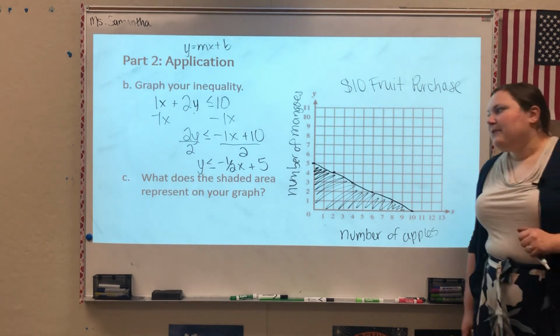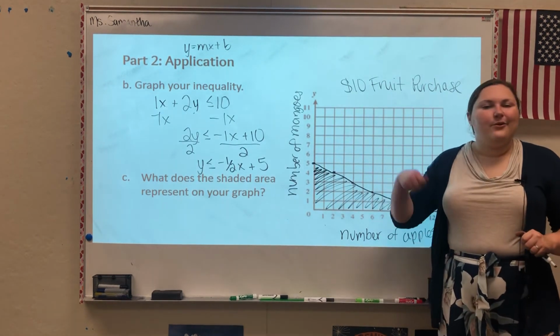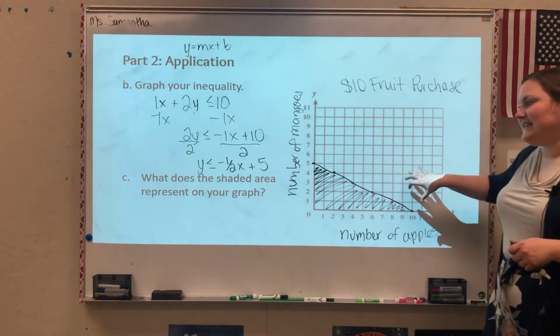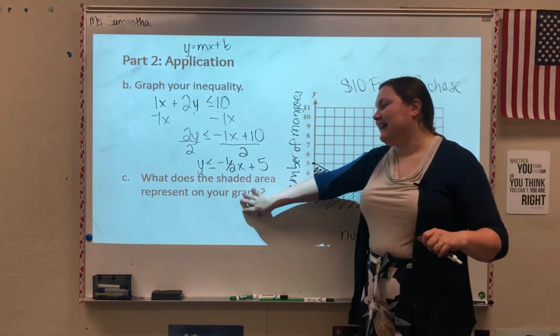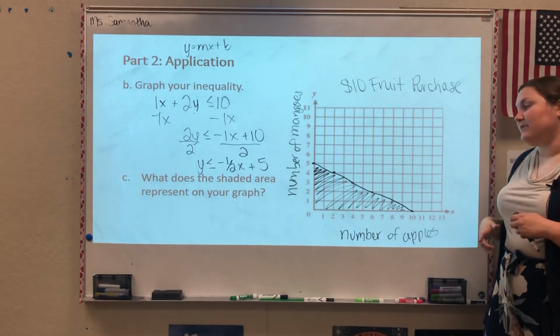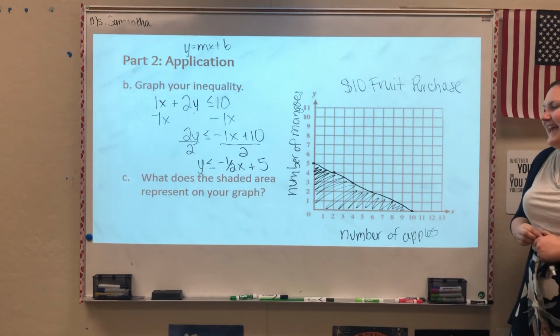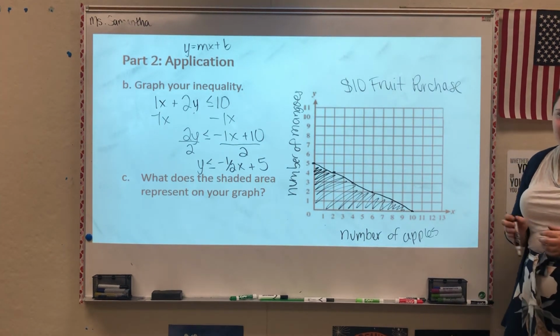Now before, when we were graphing inequalities and just shading the coordinate plane, there was no story problem with it. It didn't mean as much as it does now. Here, this shaded area actually represents something with the story. There's a reason we're shading it. Do you have a guess what that shaded area represents?